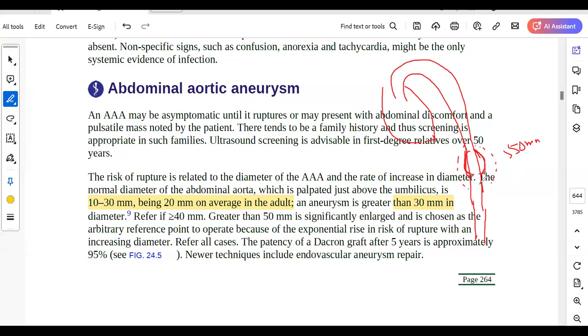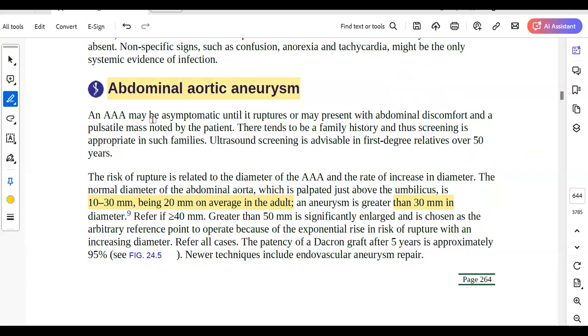So we say that if we get a patient who has an aortic aneurysm and it is more than 40 millimeter, then we send a referral to the vascular surgeon for them to have a look. Do they want to repair it? Do they want to follow up the patient? It will depend on the vascular surgeon. But after 40 millimeter, you have to send a referral to the vascular surgeon. Most patients who have an abdominal aortic aneurysm are asymptomatic until it ruptures. Because once it ruptures, it causes severe abdominal pain.